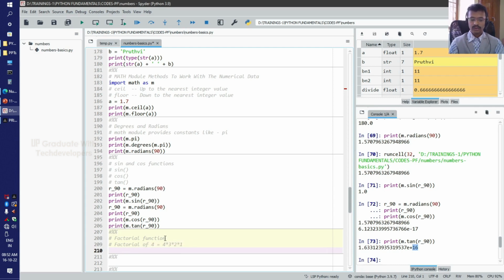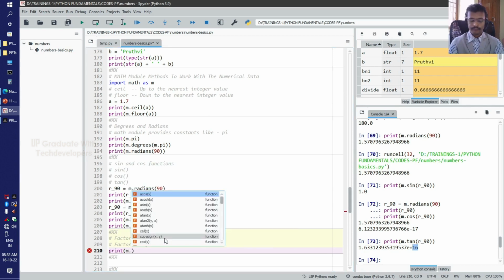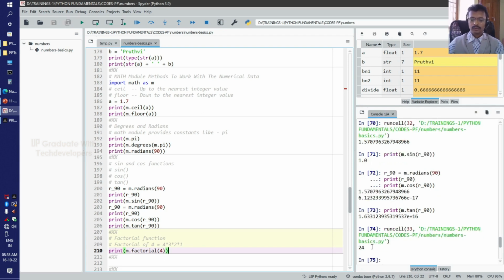Let us see this with the math module. M dot factorial. So we got here the factorial method or function. It finds the factorial. It will raise a value error if we provide a negative or non-integer value. Let us create the factorial for 4, positive 4. So we know that the factorial of 4 is nothing but 24.